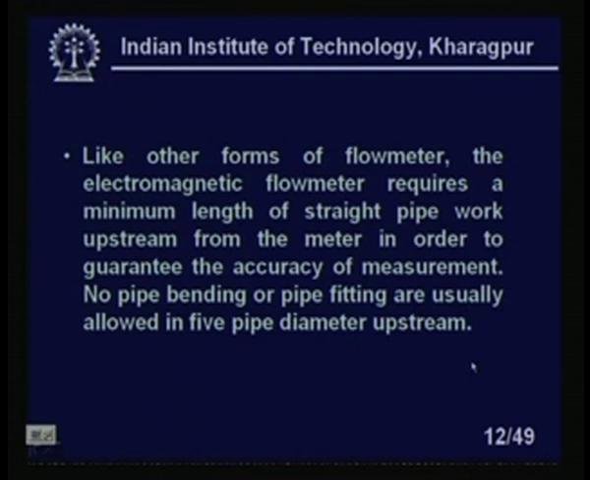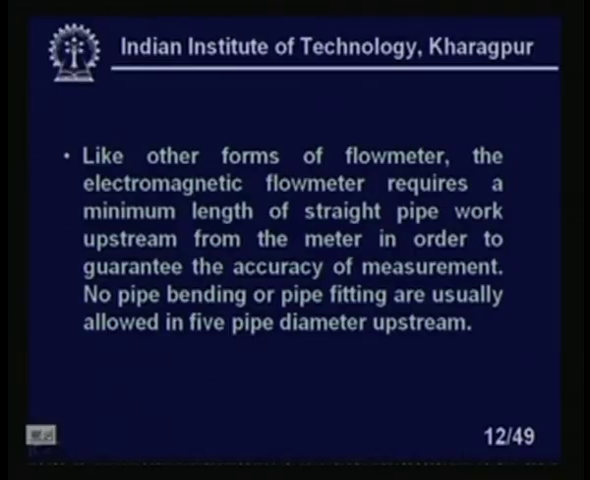Like other forms of flow meter, the electromagnetic flow meter requires a minimum length of straight pipe work upstream from the meter in order to guarantee the accuracy of the measurement. We have seen this type of restriction, especially in the differential pressure flow meter. That means for 20 upstream pipe diameters, there should be no obstruction, no pipe bendings, and the same applies here.